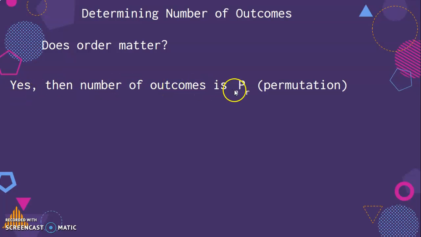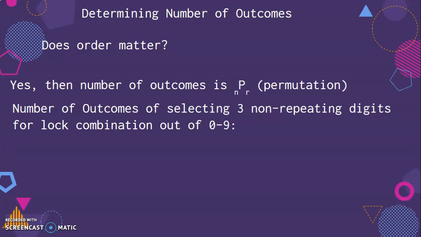then the number of outcomes uses this permutation function. The n, remember, was the total number in our set, and the r was our target. So if we had 7 things and we were going to be taking 5 of them, it'd be 7P5.